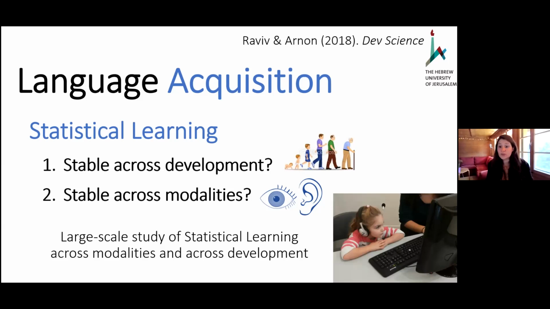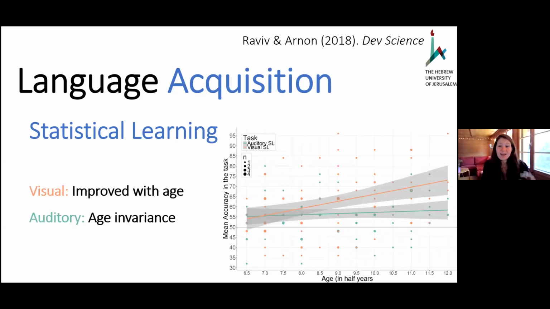We tested 230 children between the age of 5 to 12 on matching visual and auditory segmentation tasks, and we looked at their learning accuracy. You can't see, but that's me on the side. Okay, so when we look at the results, and here what I'm plotting is the age on the x-axis and the accuracy of learning on the y-axis.